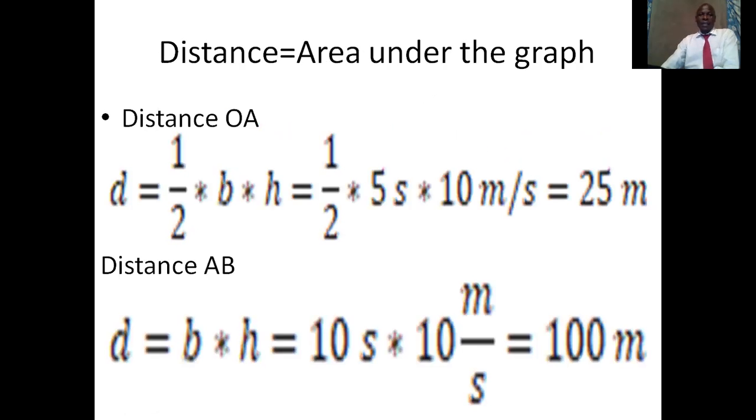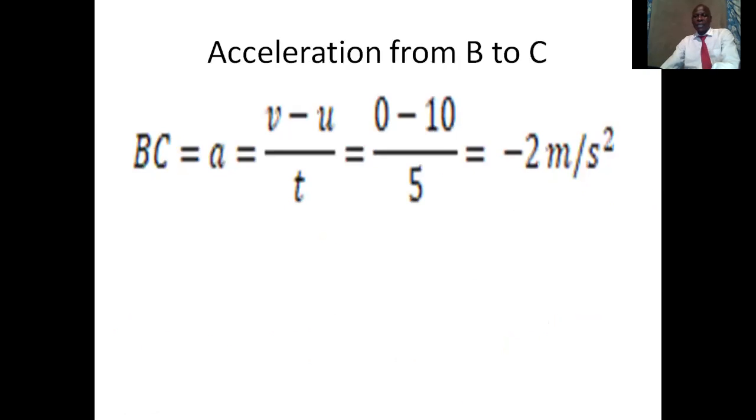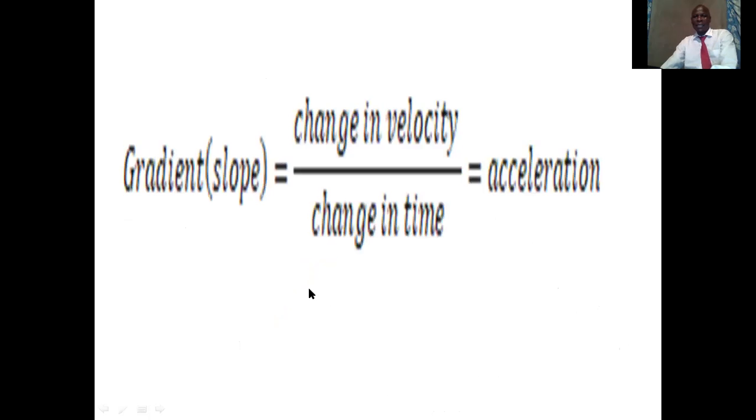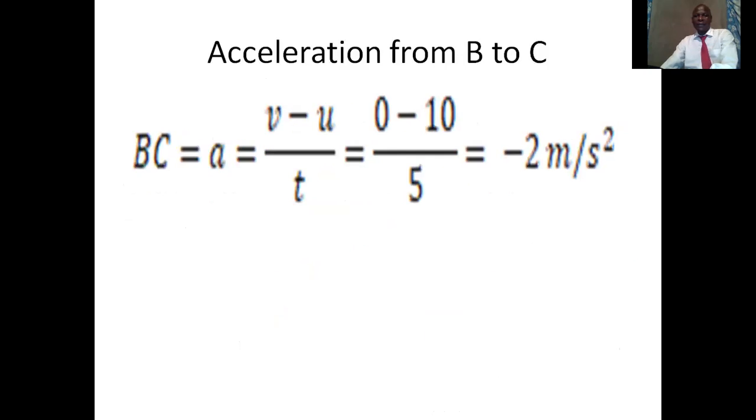A velocity-time graph can also help us to calculate the distance covered. For example, if we want to find the distance covered for an object to move from 0 to A, all we need to do is calculate the area of this triangle, from 0 up to 5 here, this first triangle. It will give us the distance covered.